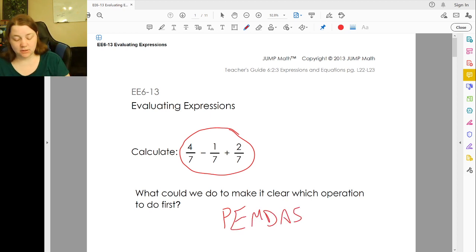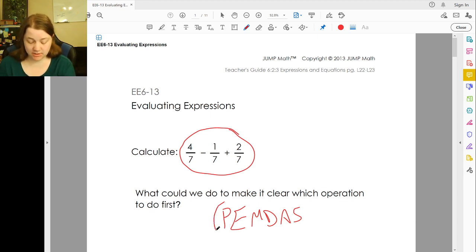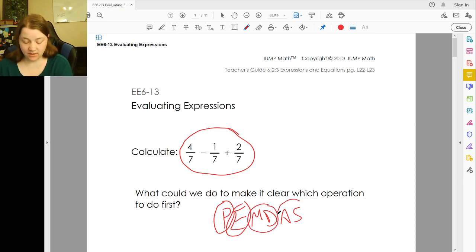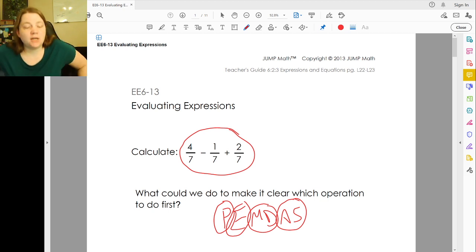Remember that we start off with parentheses, then move on to exponents. Then we do multiplication or division, whichever comes first. Then we do addition or subtraction, whichever comes first in that step. This is the same thing that we've been going over, except now we're going to throw fractions in there just to add a little bit extra to the problem.